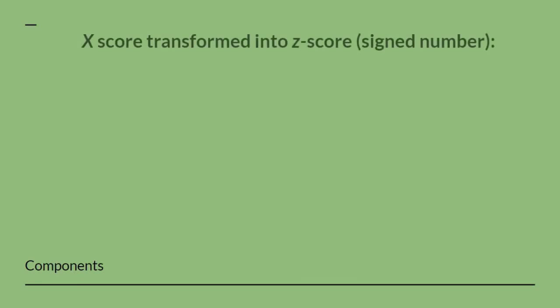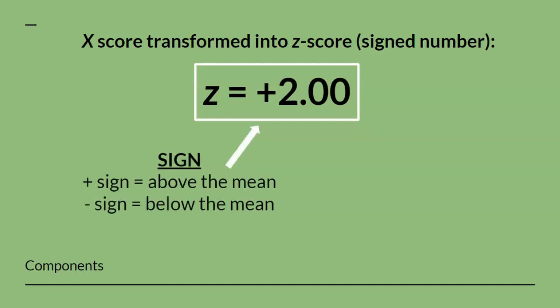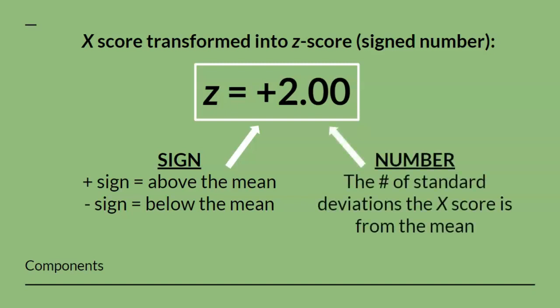So, what does a z-score even look like? A z-score is a signed number that reflects the original X-score. Let's use z equals plus 2.00 as our example. The sign refers to whether the score is above or below the mean. A plus sign indicates above the mean, and a negative sign indicates below the mean. The number value of the z-score represents the number of standard deviations the X-score is from the mean.